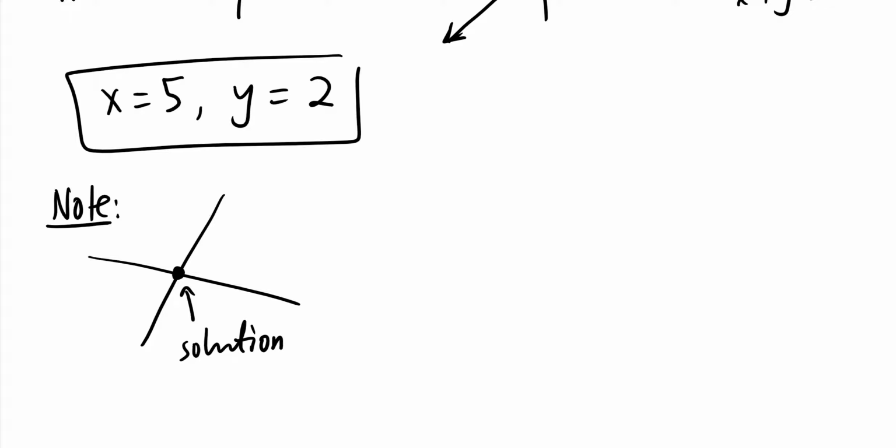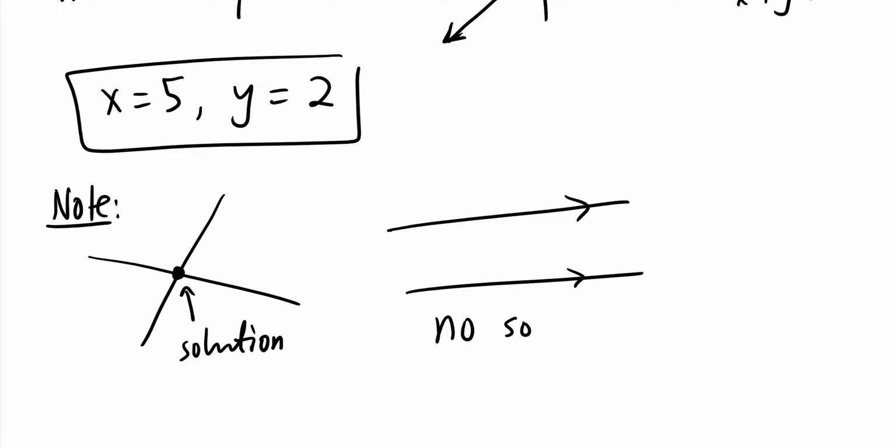What about if you draw these two straight lines and it just happened they are parallel to each other? This means they would never meet. There's no point of intersection. It means no solution.